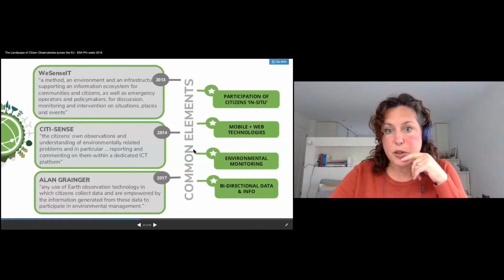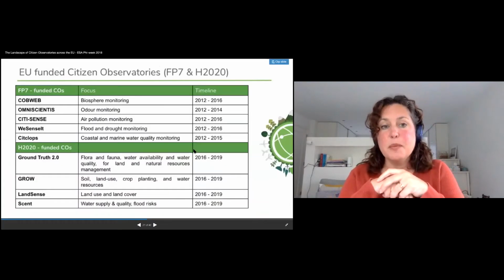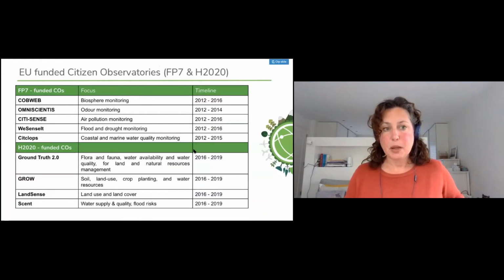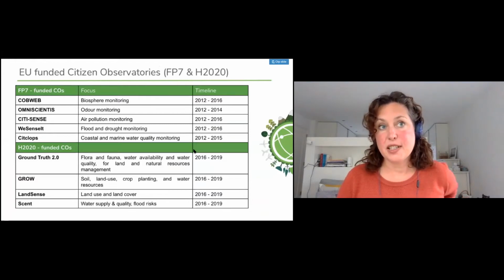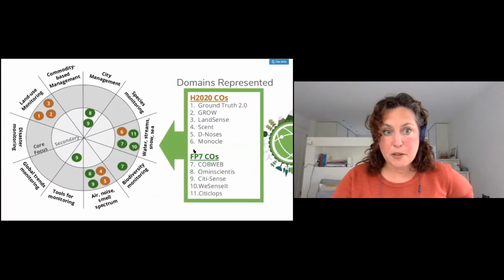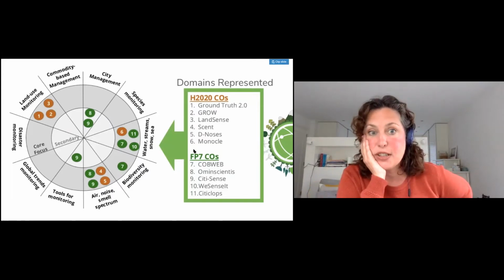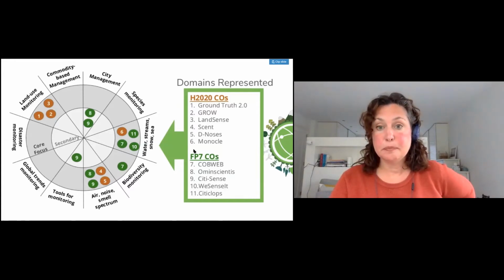There we go. So some of the projects that I'm looking at, this is just an overview of some of them, but there have been quite a few EU-funded citizen observatory projects, and you can see in that column in the middle the kinds of subject matters that they're looking at. And I've put together some of this in a graph as well, so you can see the domains of research that are represented in citizen observatories, and that just gives you a feel for the broad range of types of monitoring that can be engaged in.